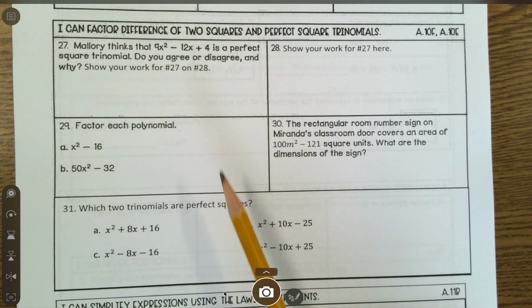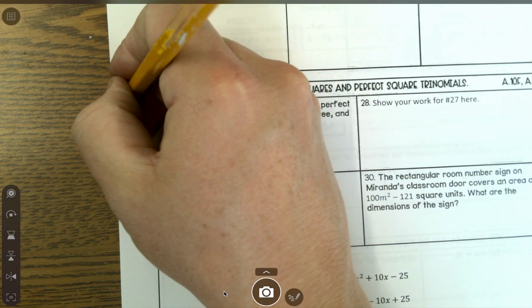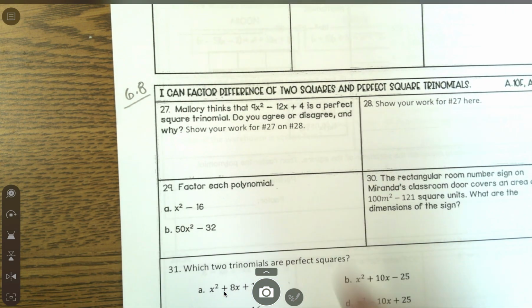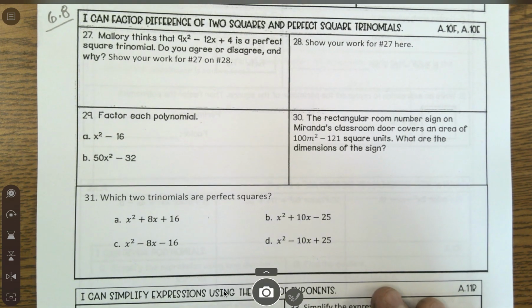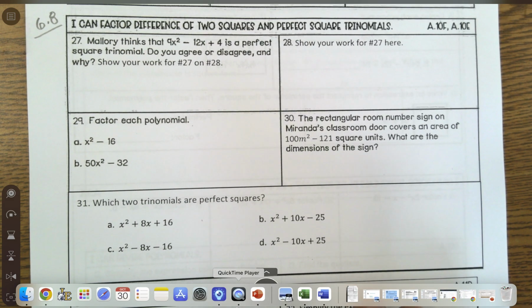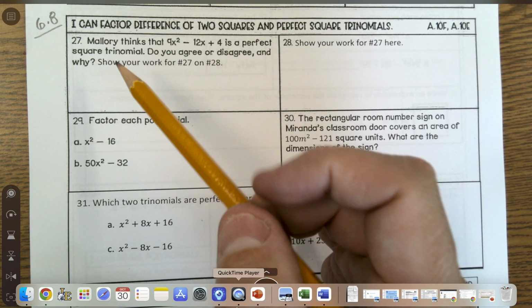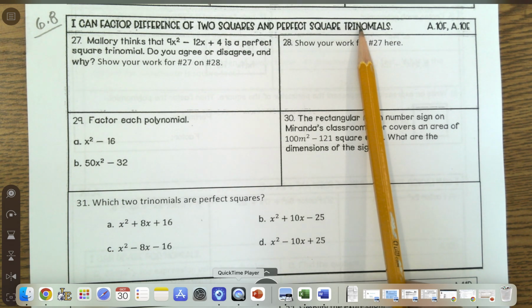Over problems 27 to 31. This is specifically related to lesson 6-8, and this is the last thing we're covering before we give you your test. Hopefully this review will help you make sense of these kinds of problems. This is over difference of squares and also perfect square trinomials.